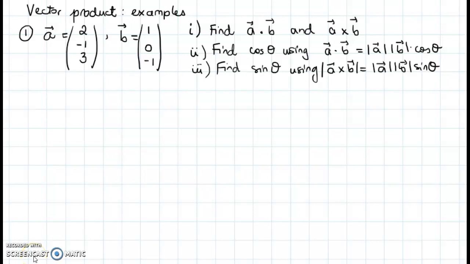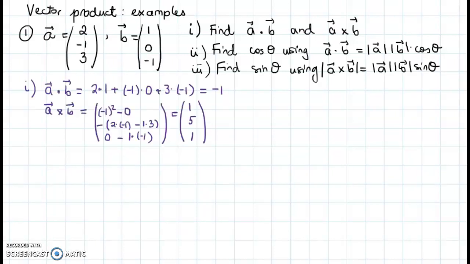Let's see a couple of examples applying the vector product. In the first one, we are given two vectors A and B, and we want to find the dot product and the cross product between those vectors. I'm going to pause for you to do this and we'll look at the results.